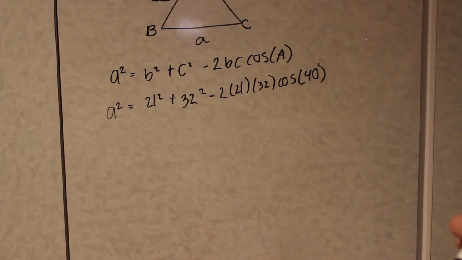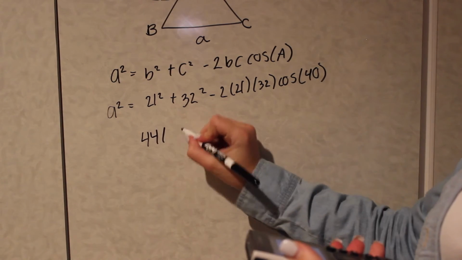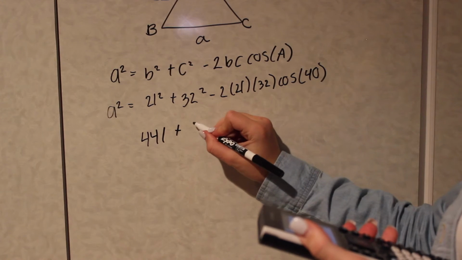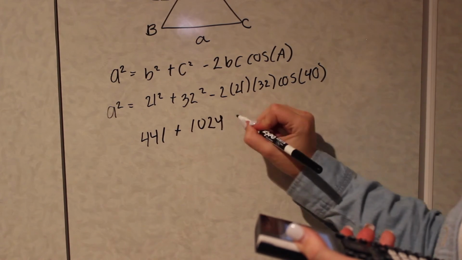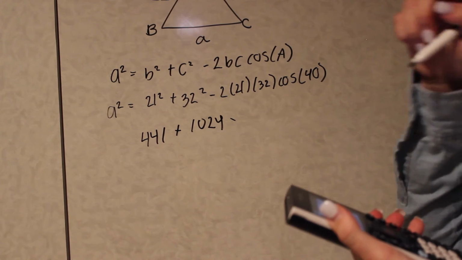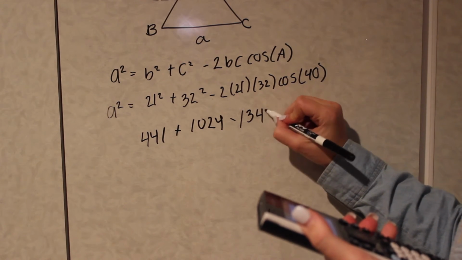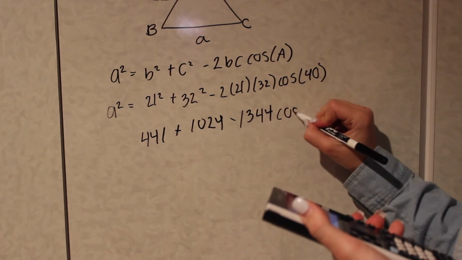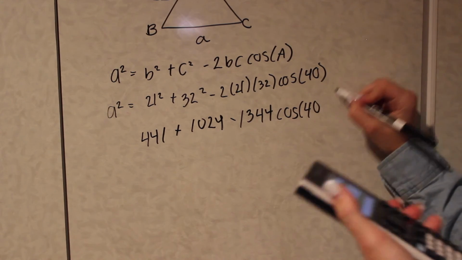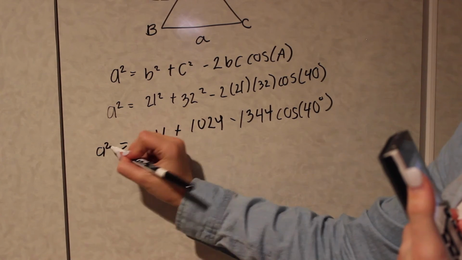Next, all you have to do is simplify the squared and the multiplication and continue to simplify the problem. So 21 squared equals 441 plus 32 squared, which equals 1024. Then you subtract 2 times 21 times 32, which equals 1344. And then you're going to multiply that by cosine of 40, and when you plug it into the calculator, you have to use the degree sign. Set that equal to A squared again.